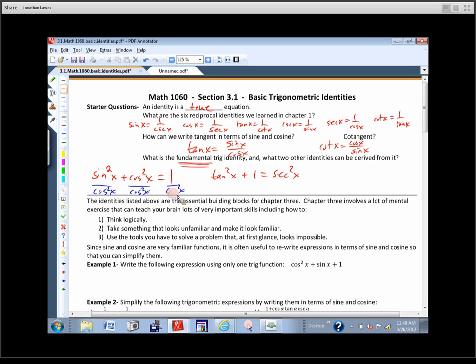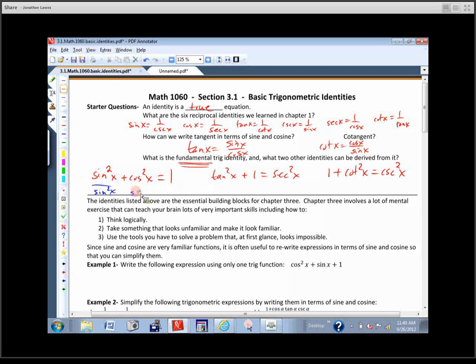So let's go through here, and the question is, well, what if I don't want to divide by cosine? What if I want to divide by sine? So let's divide by sine squared, sine squared, sine squared. Well, sine squared over sine squared, that means this first one's going to be a 1. Cosine squared over sine squared. Cosine over sine is cotangent, so this would be cotangent squared, and then 1 over sine squared is going to be cosecant squared. Okay?